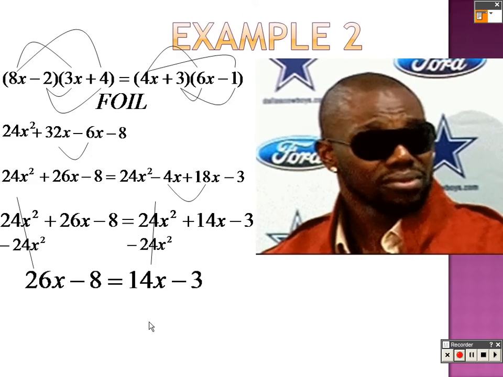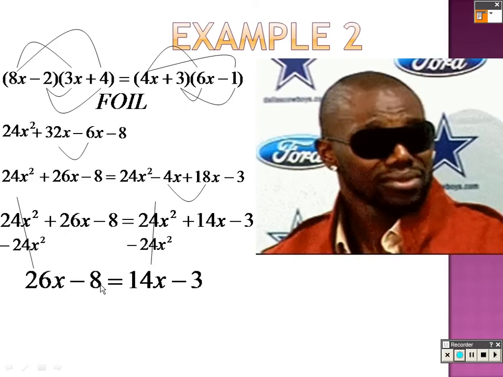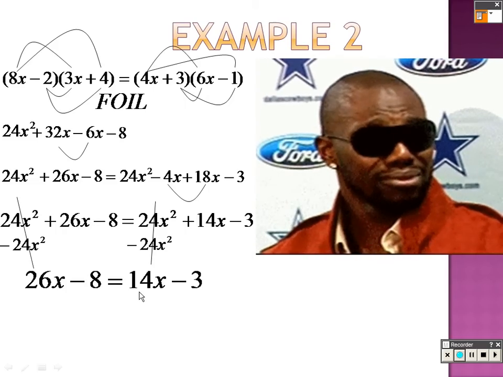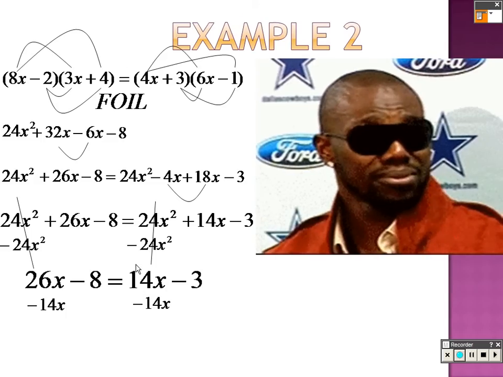To get all the x's by themselves, I'm going to try to make them positive x's if I can. So I'm going to subtract 14x on both sides to get rid of this over here.